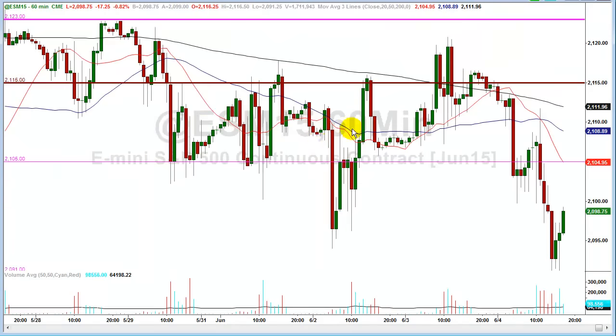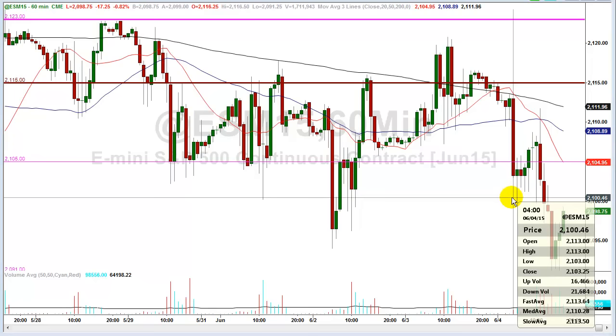All right, so what happened yesterday? We failed up here at 2115. That's been ultra important, right? We keep talking about that. As we failed, that didn't necessarily mean we were going all the way down to 2091, but we knew that 2105 was important because we keep talking about it, and the market fought 2105.